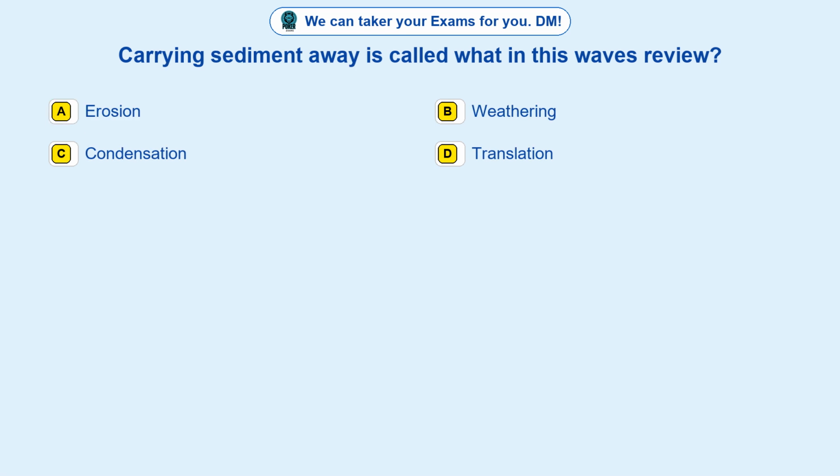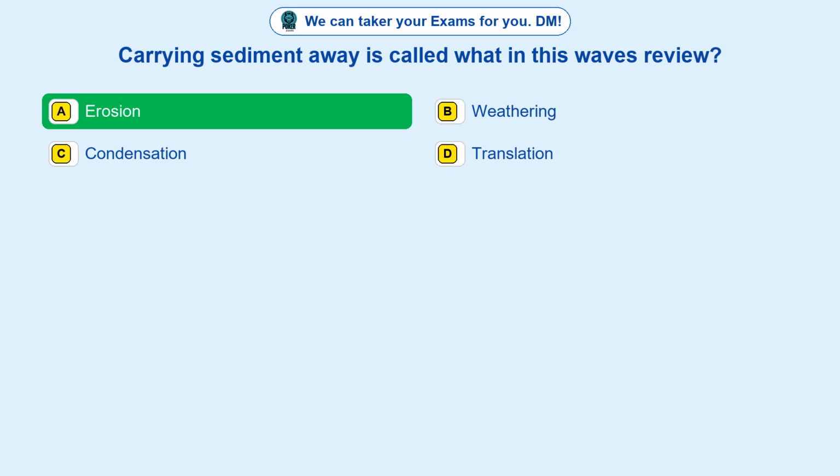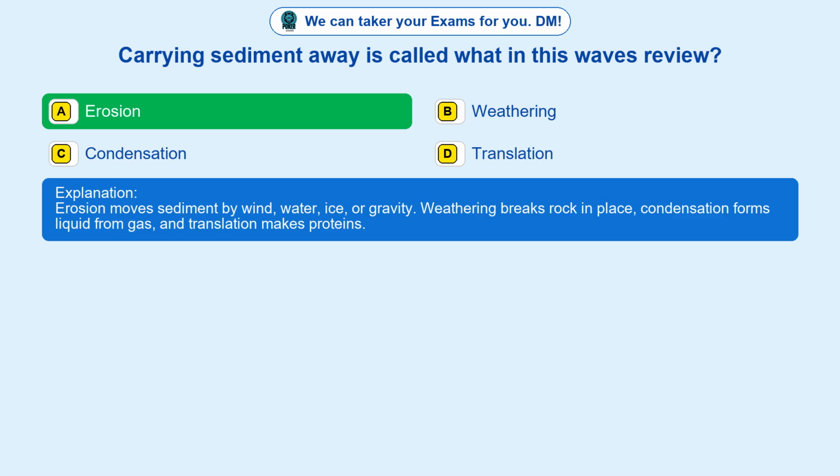Question 82. Carrying sediment away is called what in this waves review? Option A, erosion. Option B, weathering. Option C, condensation. Option D, translation. The correct answer is option A, erosion. Erosion moves sediment by wind, water, ice, or gravity. Weathering breaks rock in place, condensation forms liquid from gas, and translation makes proteins.